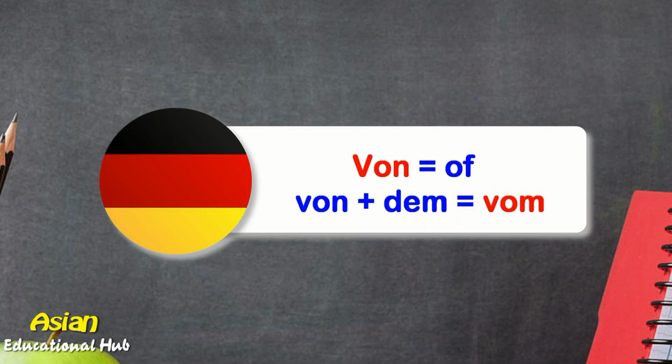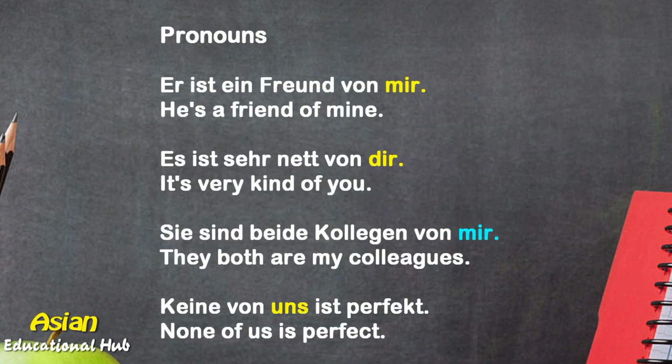Now let us see von. Von means of, and we can use here von plus dem is equal to vom in short. For examples with pronouns, er ist ein Freund von mir. He is a friend of mine. Von mir means of mine.